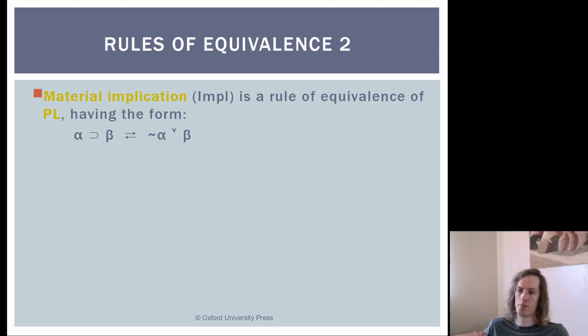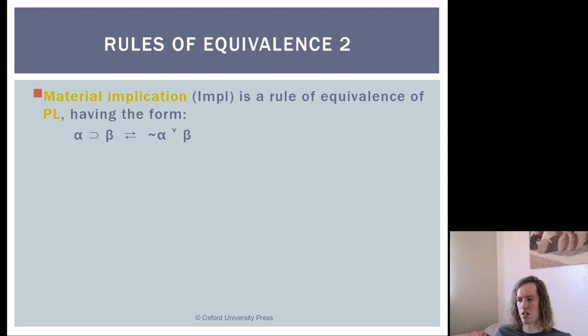Okay, next, material implication, which we'll just write as implication when using it as a justification, is a rule of equivalence that allows us to go from a conditional to a disjunction. Now, this one is going to seem a little bit unintuitive, I think. This is one that I would encourage you, if you don't get it, to go ahead and do a truth table for, and you'll see that these are equivalent, but we'll also talk about what they mean.